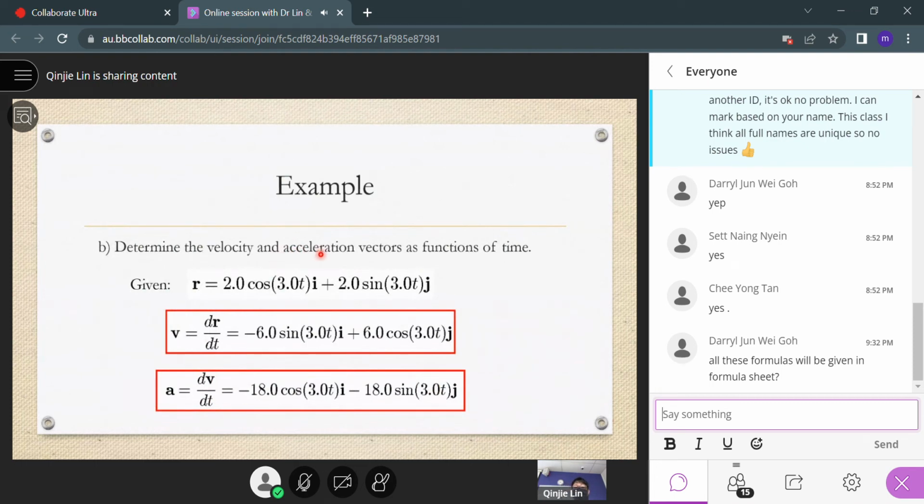Then determine the velocity and acceleration vectors as functions of time. They give you the position, right? To find the velocity and acceleration, as you all had learned just now, you differentiate this. You differentiate one time, you are going to get the velocity. Then from the velocity, you differentiate one more time, you are going to get the acceleration. Okay?